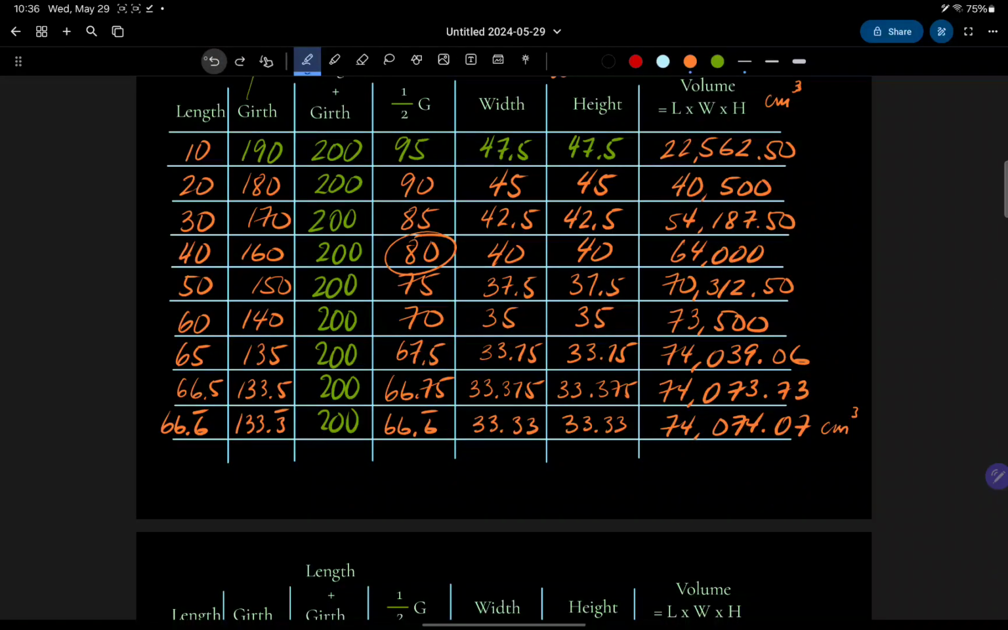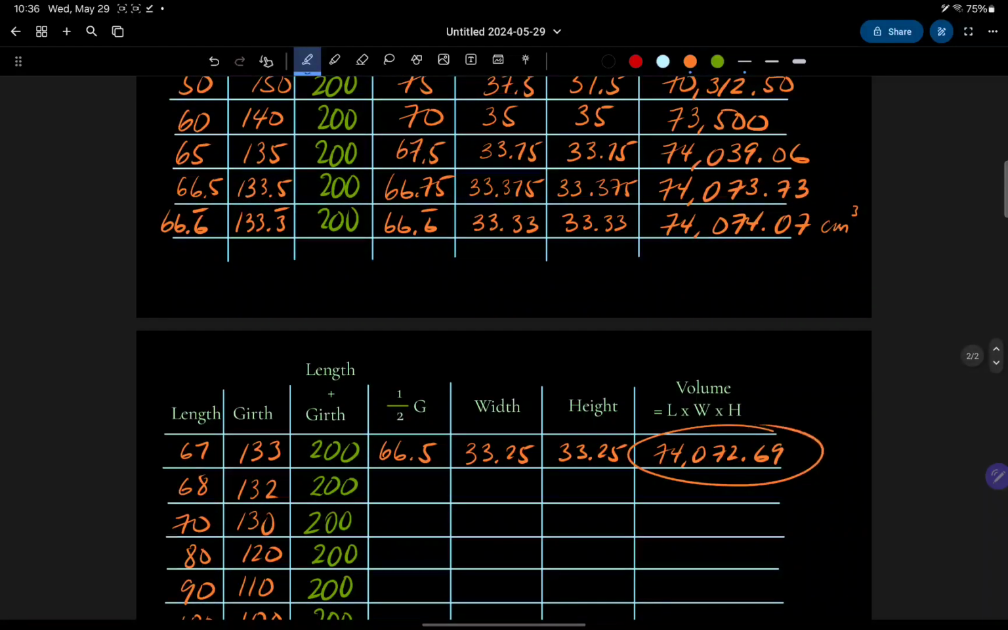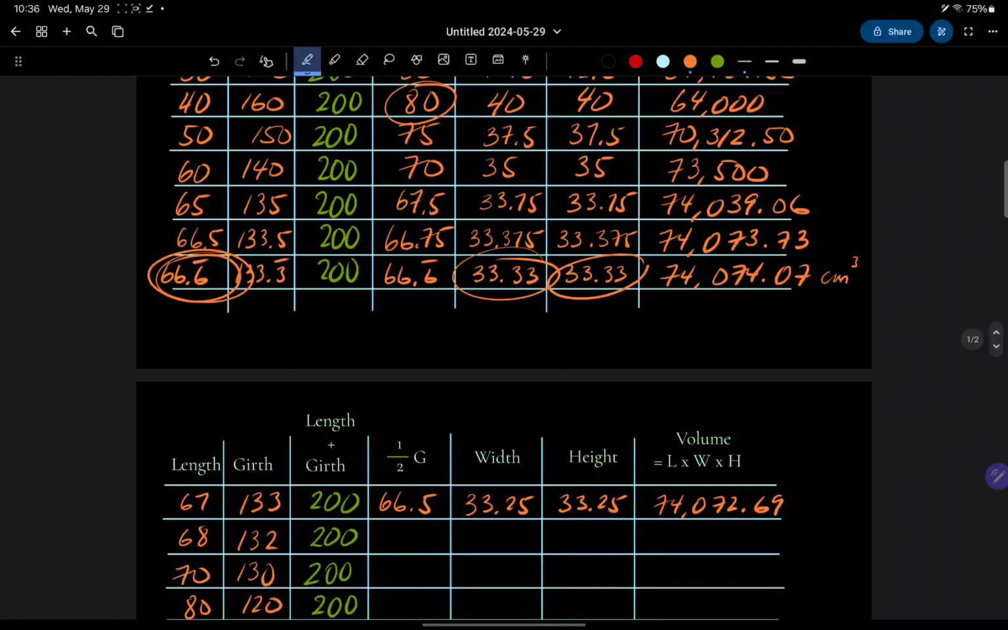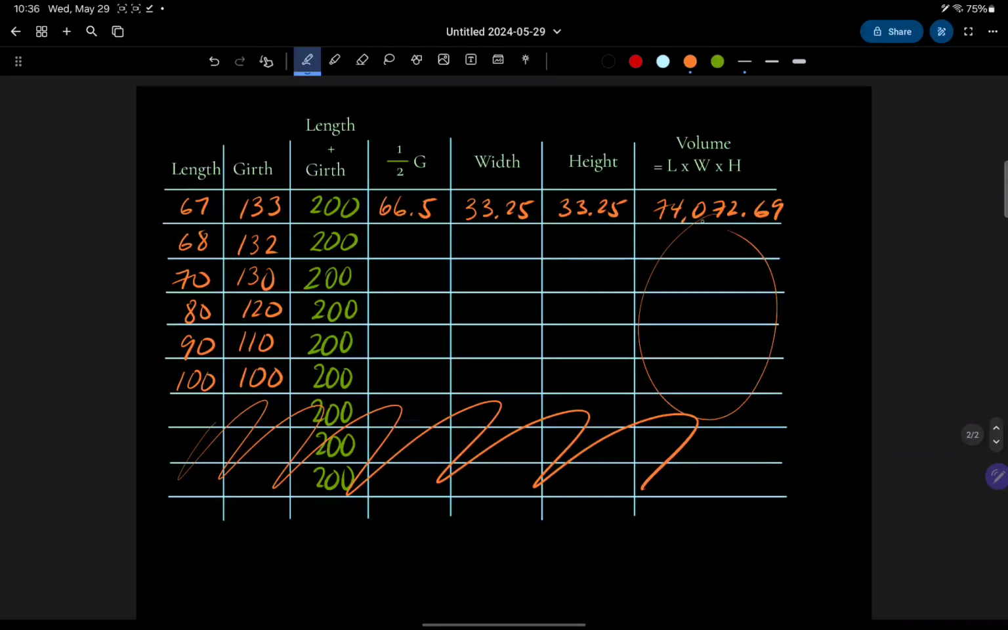It keeps increasing all the way till we get to this point right here, which is 74,074. And then it starts to decrease again. It goes down to 74,072. So our maximum volume happens when the length is 66.6. The width and the height are 33.33 each. And we're going to show you at the end how to do this algebraically. But let's continue with this table to show that the volumes here are all less than 74,000.